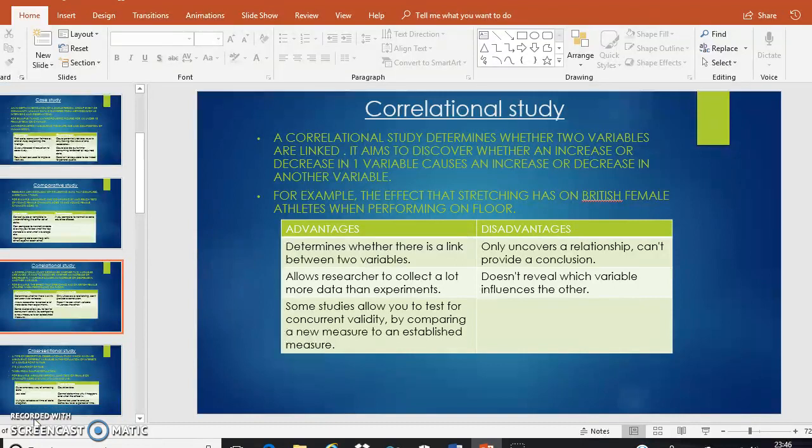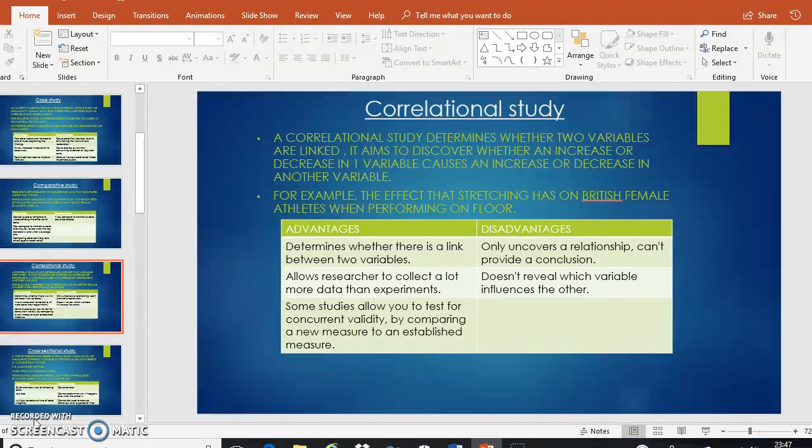Next, there's a correlational study. This determines whether two variables are linked. It aims to discover whether an increase or decrease in one particular variable will cause an increase or decrease in another one. For example, the effect that stretching has on British female athletes when performing floor.